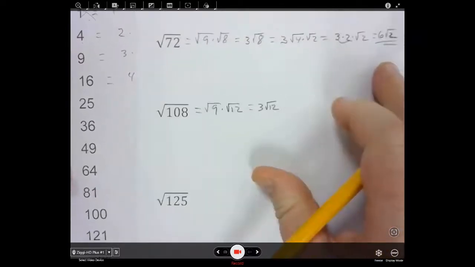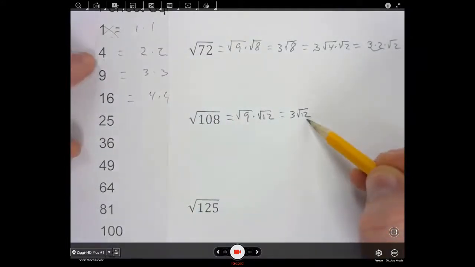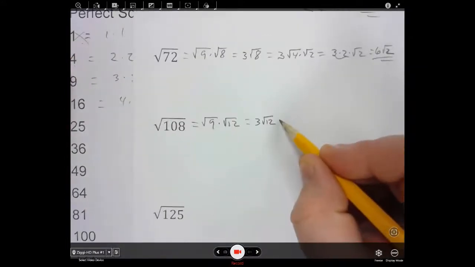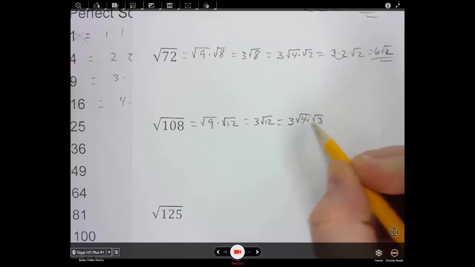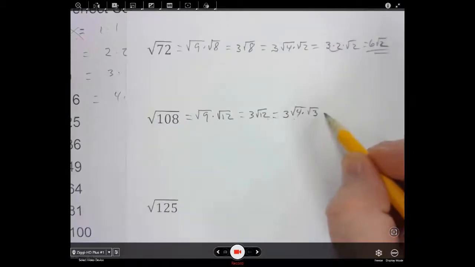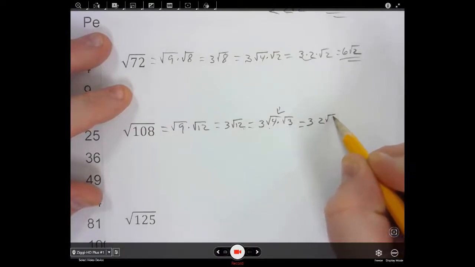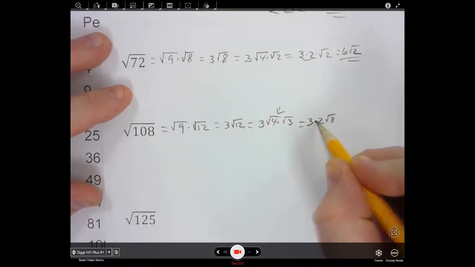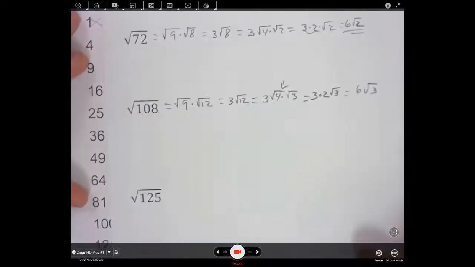And then are there any other perfect square factors that we can divide into 12? And yes, we can divide a 4 into 12. So we'll rewrite that square root of 12 as the square root of 4 times, and then 12 divided by 4 is 3, square root of 3. So this is still giving us 12. But the 4 right here, as we said earlier, divides out into 2. The square root of that is 2, so we have 3 times 2 times the square root of 3. Don't forget this is a times. And then 2 times 3 is 6 square root of 3.